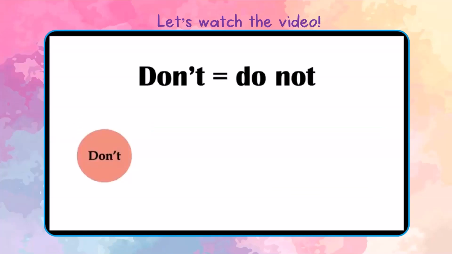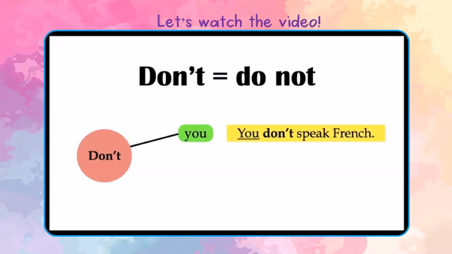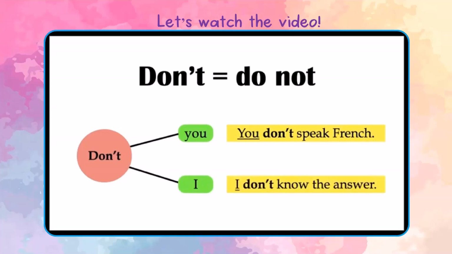Don't also has 2 other uses. It is used in sentences with you. For example, you don't speak French. It is also used in sentences with I. For example, I don't know the answer. Let's take a look at some more examples.